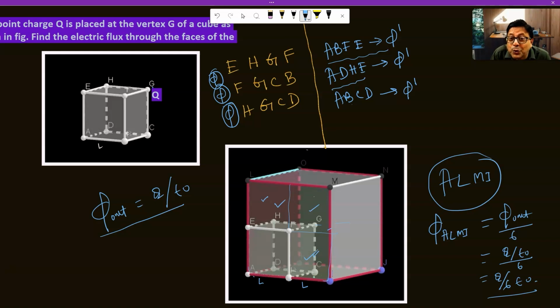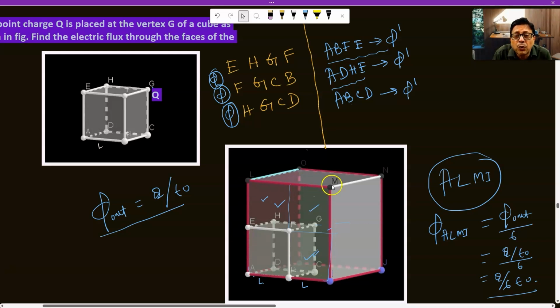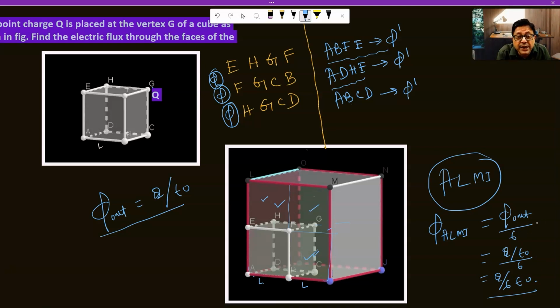Isn't it? Through which face of the big cube? Only through ALMI. It is Q by 6 E0. But this is bigger. This is 4 times the area of this face. This is clear from the diagram. I hope all of you have understood the diagram. This face is just 1/4 of the bigger face. So how much flux is coming out here?